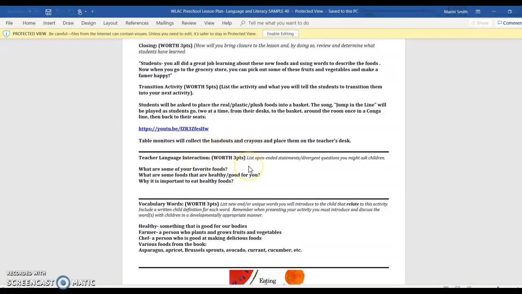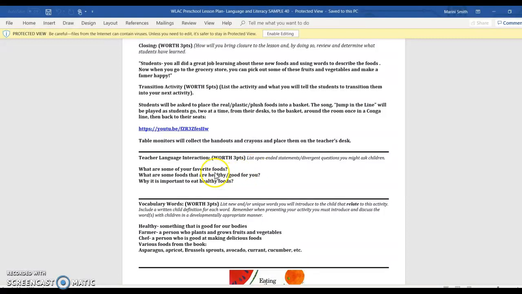Teacher language interactions is worth 3 points. What are some open-ended statements, divergent questions you might ask? So this means no yes or no questions. So for example, do you like apples? That is not an open-ended divergent question, because students will either say yes or no. Or have you ever eaten a banana? Again, not an open-ended question.